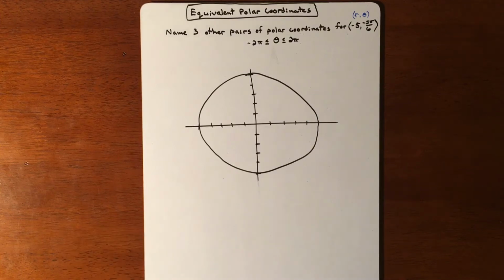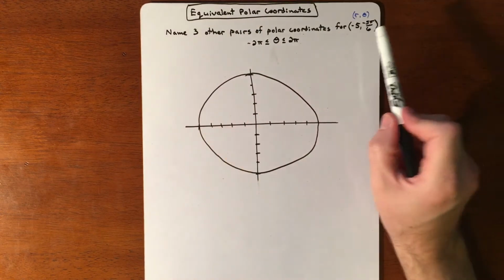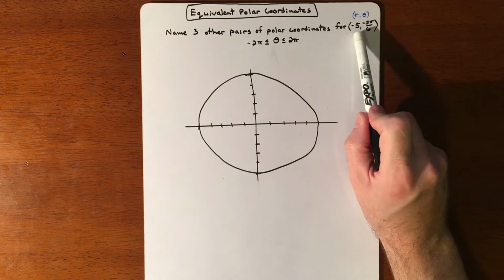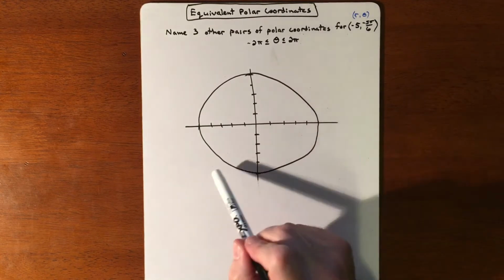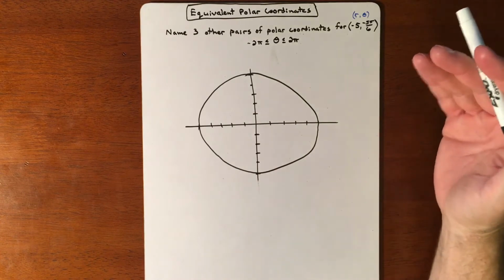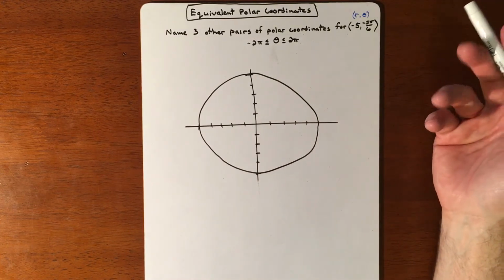So this is a second example of equivalent polar coordinates. We're going to name 3 other pairs of polar coordinates based off of this. So this point is going to be our original, and we are going to plot that point and create 3 other equivalent ones that, if you plot those points, would be the exact same spot.